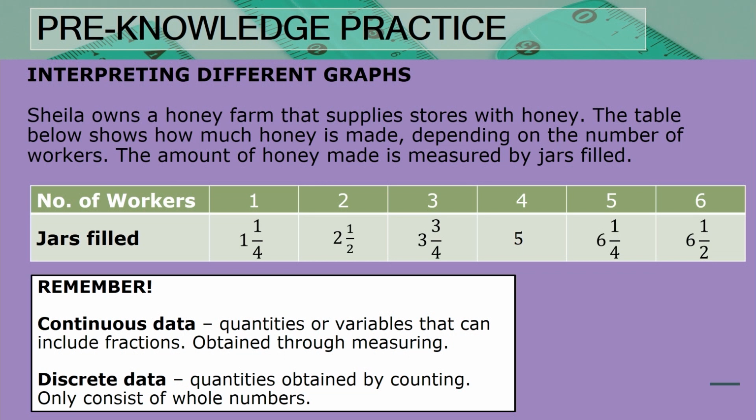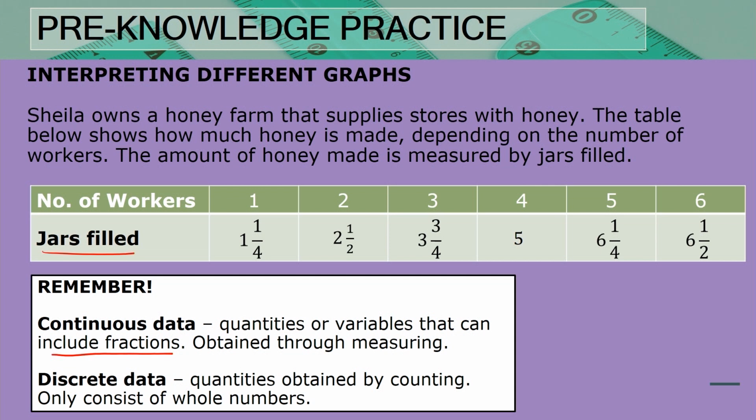Now, if you are thinking of the jars filled, then you are absolutely correct, because this data can include fractions. As we can see, when we think about a jar, it can be filled 1 full jar and the next jar be filled just 1/4 of it, which is what we have in our table when we have 1 worker. Then when we're looking at discrete data, that is the quantities obtained by counting.